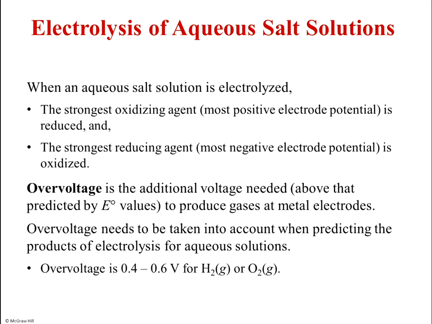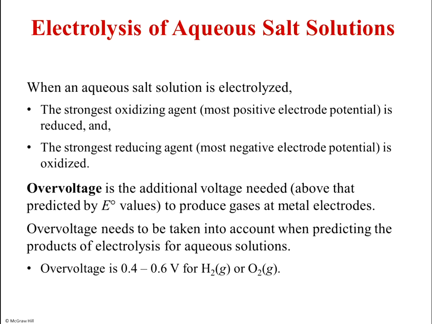Now, if we take a molten salt, of course, we'll produce the metal plus the oxidized anion. So, for example, sodium chloride would produce sodium metal and chlorine gas if we take the molten sodium chloride and apply voltage to it. And if we do this with water, we'll get hydrogen and oxygen. When we take salt, like for example sodium chloride, and dissolve it in water, then we find it's a little more complicated. The strongest oxidizing agent is the species that is reduced, the one with the most positive electrode potential. And the strongest reducing agent, that is the most negative electrode potential, is oxidized.